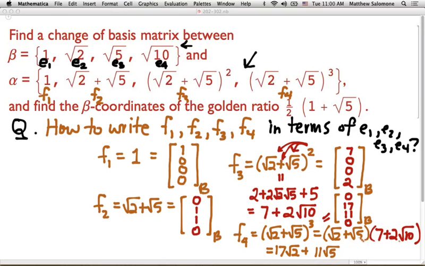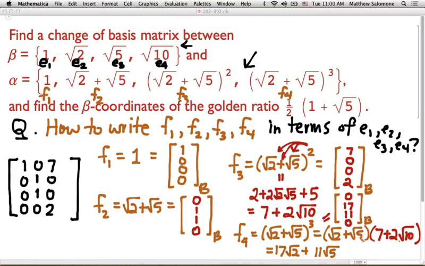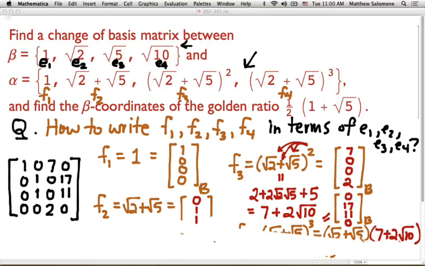So with these 4 vectors, we can build a matrix with those vectors as columns. So let's write that out. First column 1, 0, 0, 0. Second column 0, 1, 1, 0. The third column 7, 0, 0, 2. And the fourth column 0, 17, 11, 0. And my question to you is, what does multiplication by this matrix do?